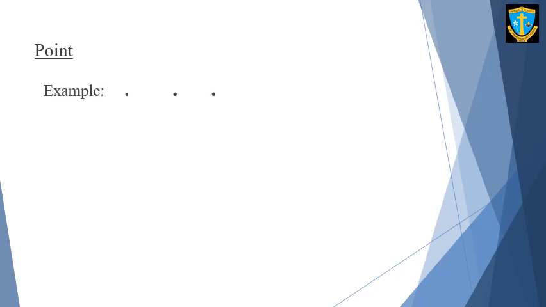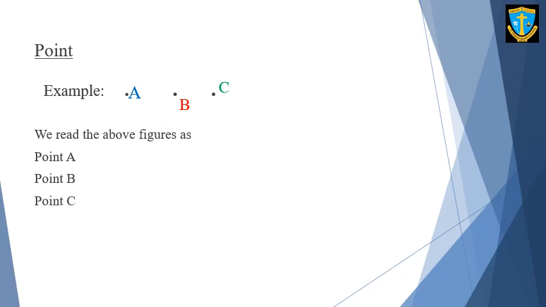Point. For example, if we have these points, we can name them using the capital letters of the English alphabet. For example, point A, point B, or point C. We read the above figures as point A, point B, point C.